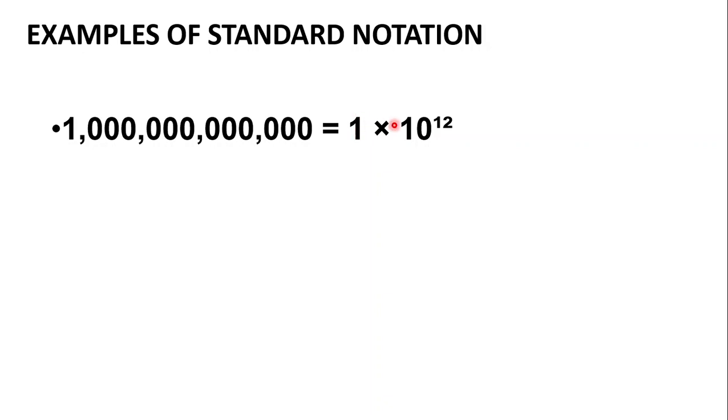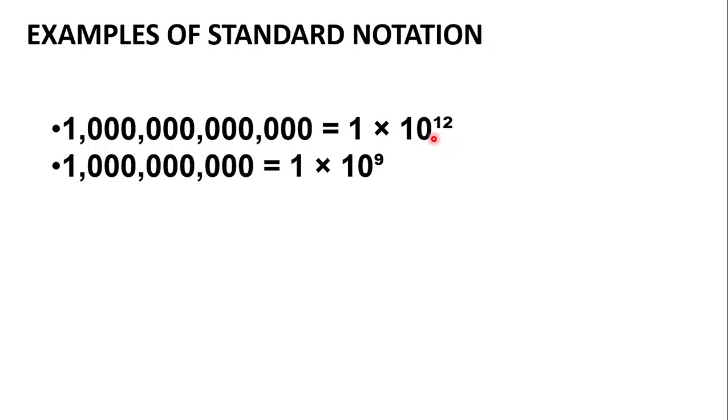Alright, so 1 times 10 to the power 12 is the standard notation of this big number here. It's more appropriate in physics to write this big number as 1 times 10 to the power 12. The number that has 9 zeros, in standard notation, is going to be 1 times 10 to the power 9.